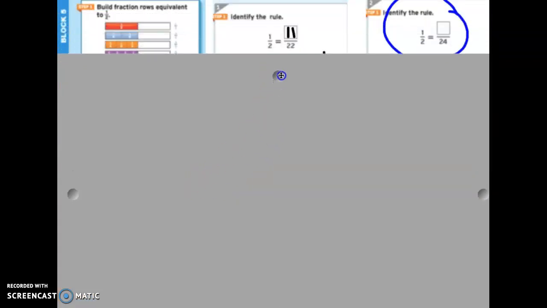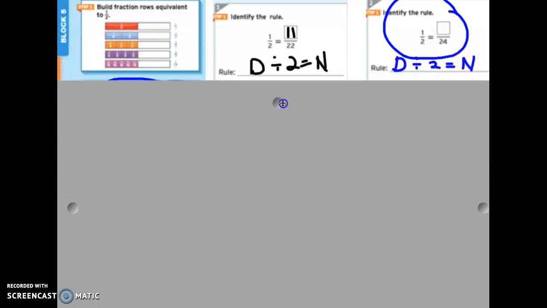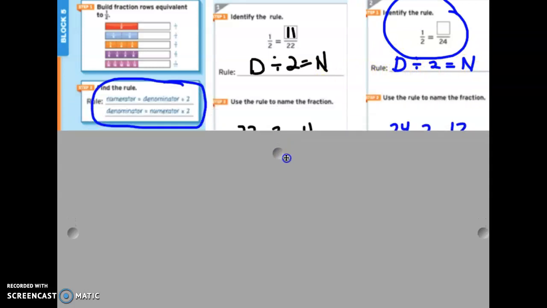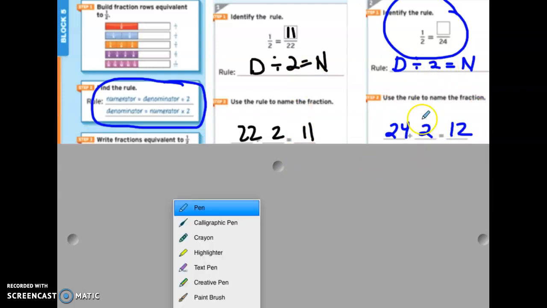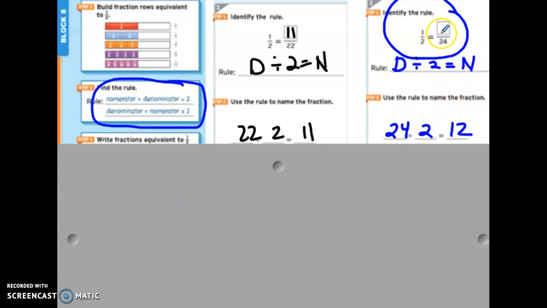If we're looking for 1/2 equals how many 24ths, the rule is take the denominator and divide it by 2 in order to get the numerator. When you do 24 divided by 2, you'll get 12. So 12/24 is the same thing as 1/2.